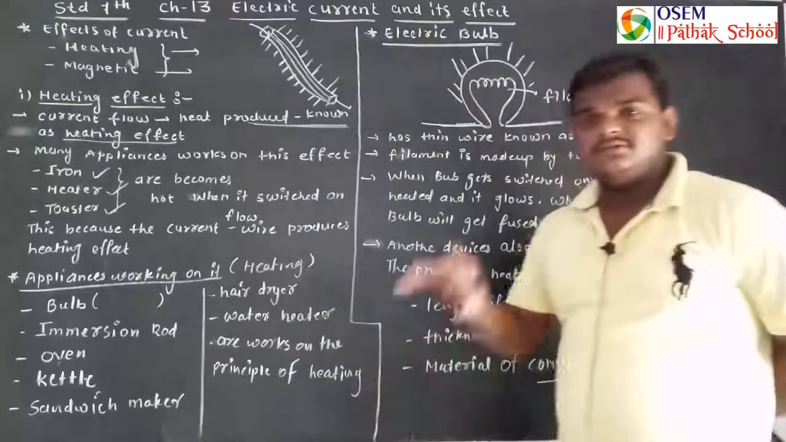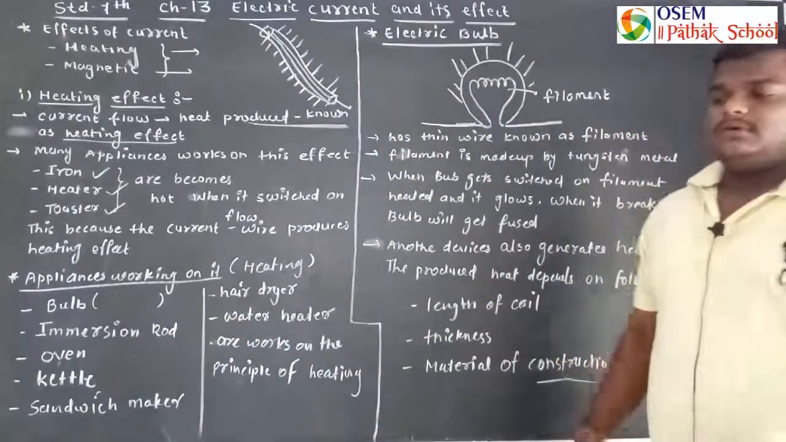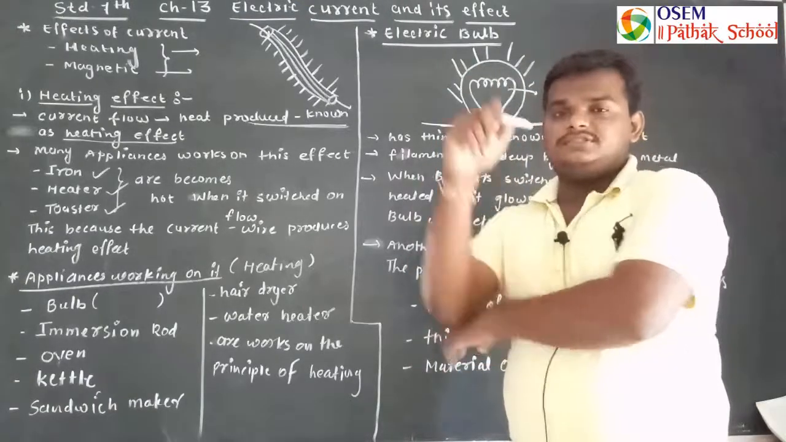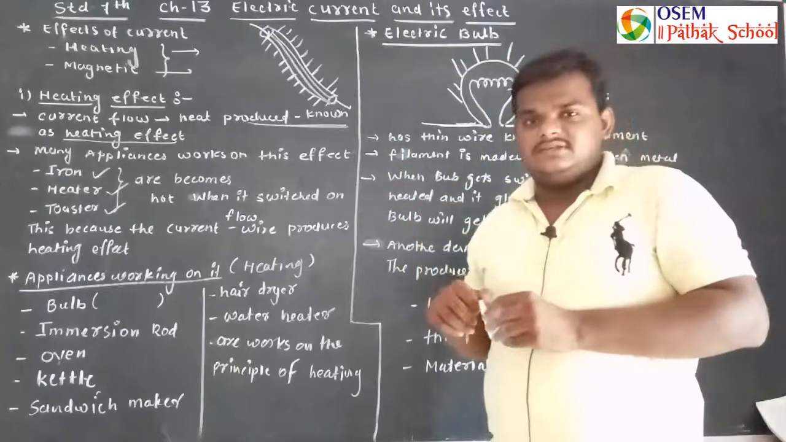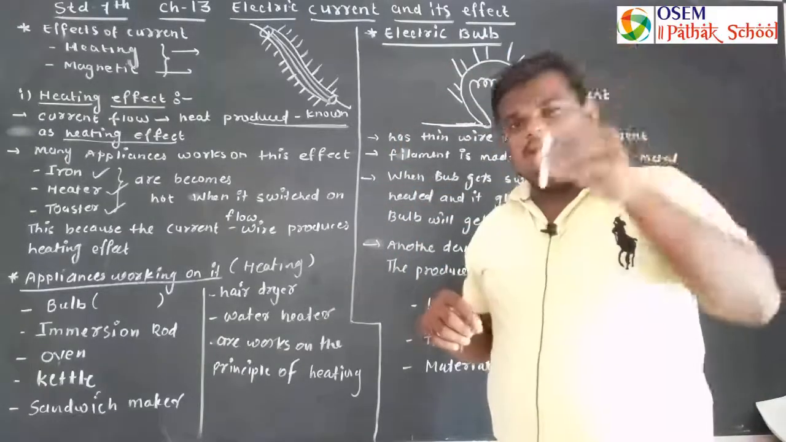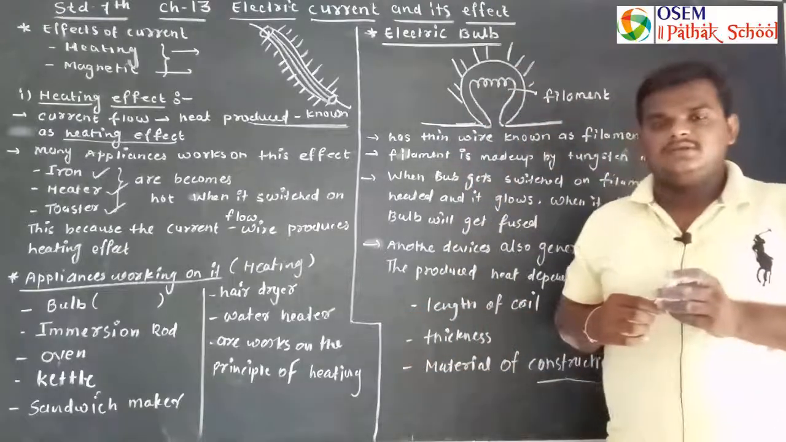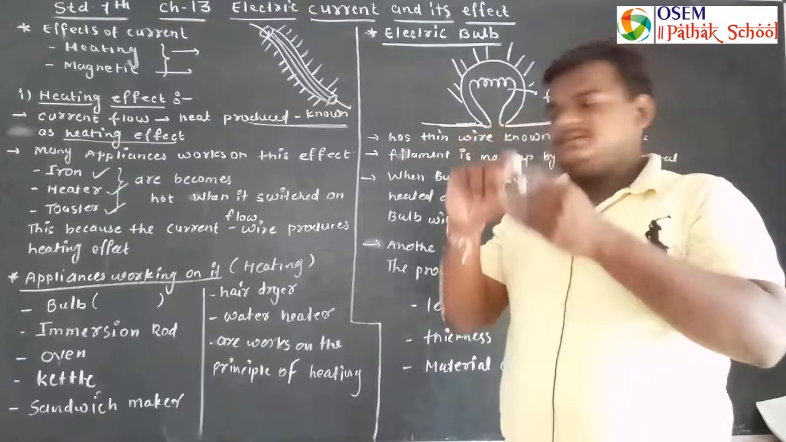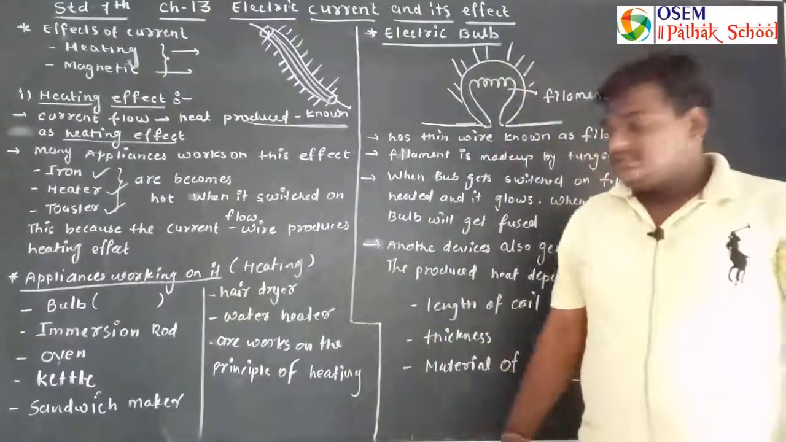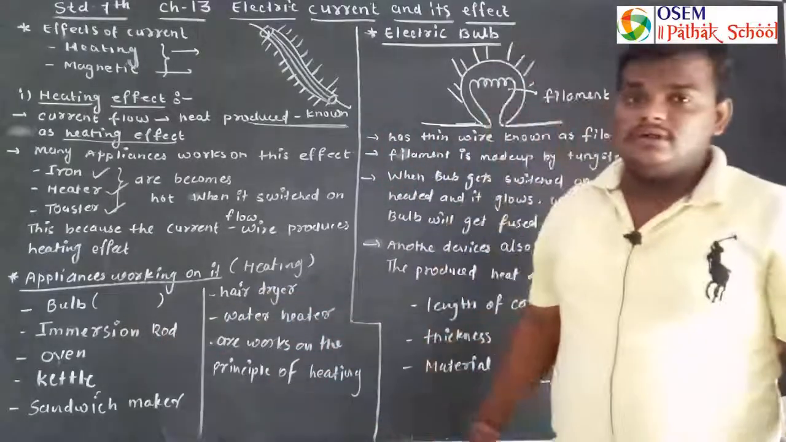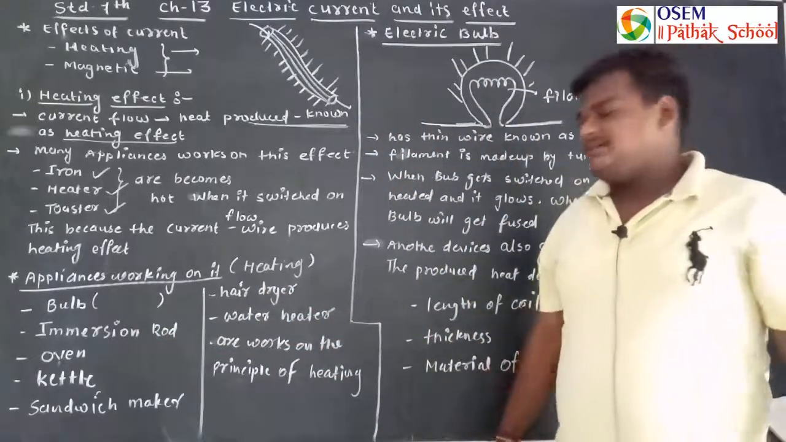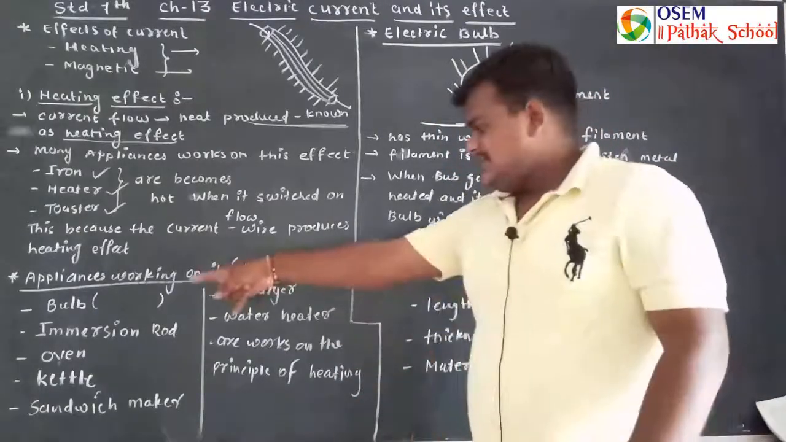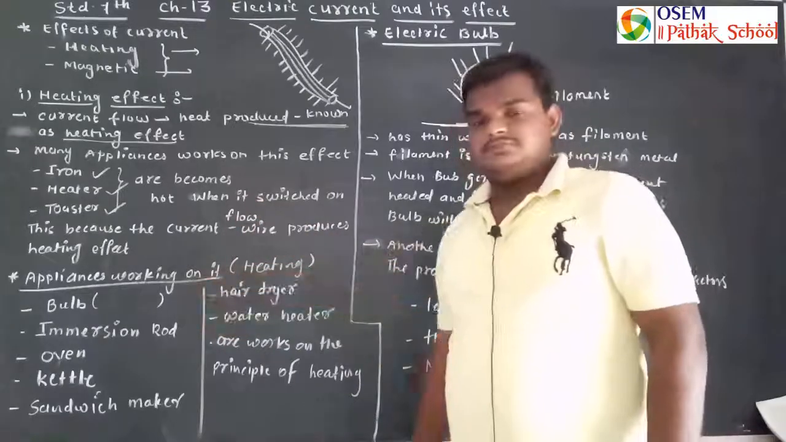Second is the immersion rod. Immersion rod is one type of metallic rod. It is used to heat up the water. When you pass electricity through these rods, it generates heat. Third appliance is the oven, that we all know. Oven is used for heating food items. So in that oven, the heating effect is used.